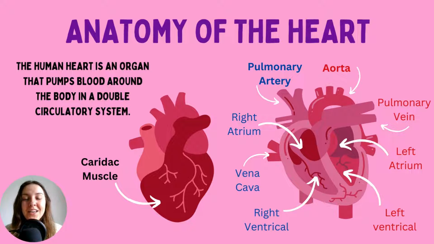So let's get started. The anatomy of the heart. We need to be aware that the heart is an organ. It's part of an organ system called the circulatory system. And that also works well with the respiratory system. They work together to help oxygen be pumped around the body, to be transported to cells for respiration, and also to remove waste products such as carbon dioxide and urea.